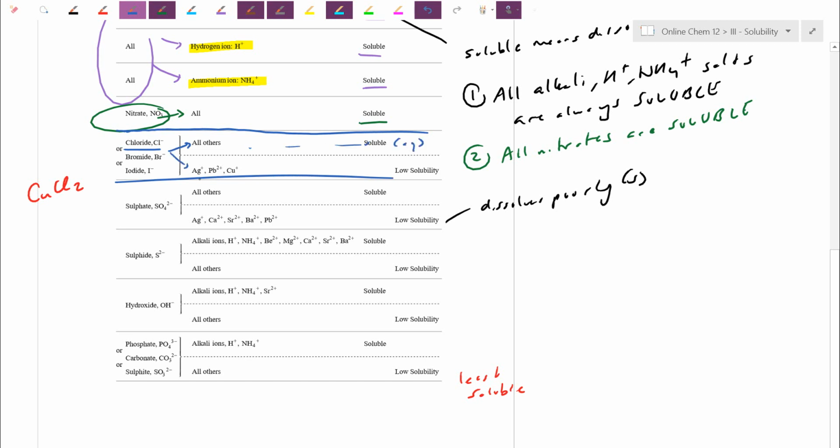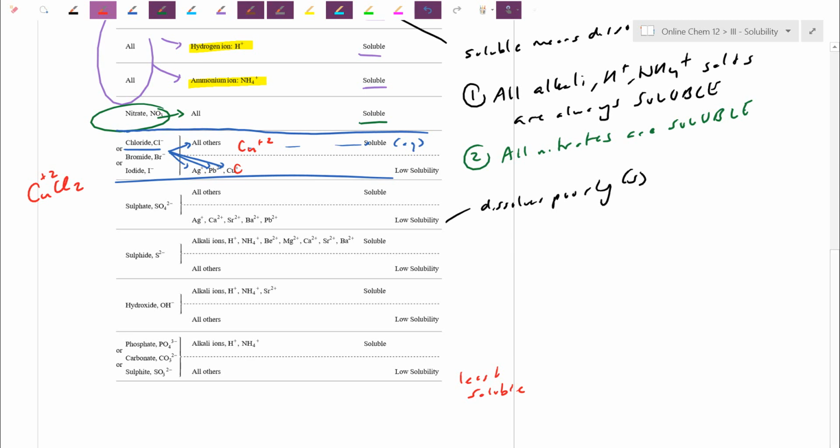Chloride with silver is solid. Chloride with lead 2 is solid. Chloride with copper 1 is solid. Well, wait a second. This is actually copper using its +2 charge. Copper +2 is, sort of sneakily here, actually in the all others case. So this charge here matters. Be really careful that copper 1 chloride would be low soluble, but copper 2 chloride is definitely soluble. So we'll just look out for that there.